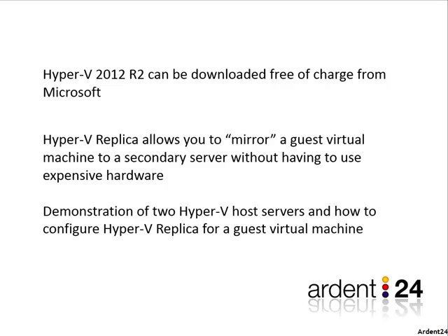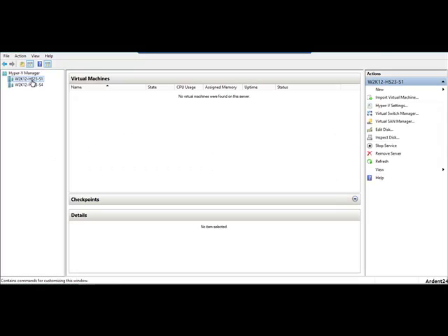For this demonstration I have two physical Hyper-V hosts and a feature within Hyper-V called Hyper-V Replica allows you to mirror a Hyper-V guest to a secondary target server. This feature was not available in previous versions of Hyper-V, and to achieve a similar scenario you would need expensive shared storage and similar server hardware.